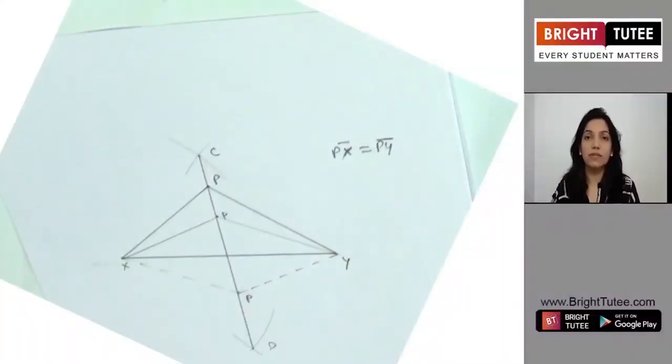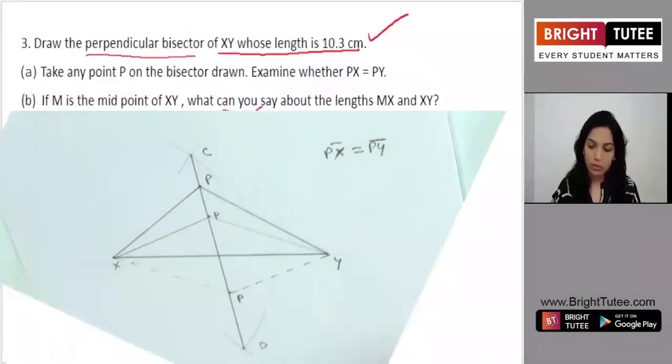Okay, so this is a very important observation. No matter where you are considering the point P on this particular line, that is the perpendicular bisector, every time it will be at the same distance from X and Y. Okay. Now let's see what is the point B.